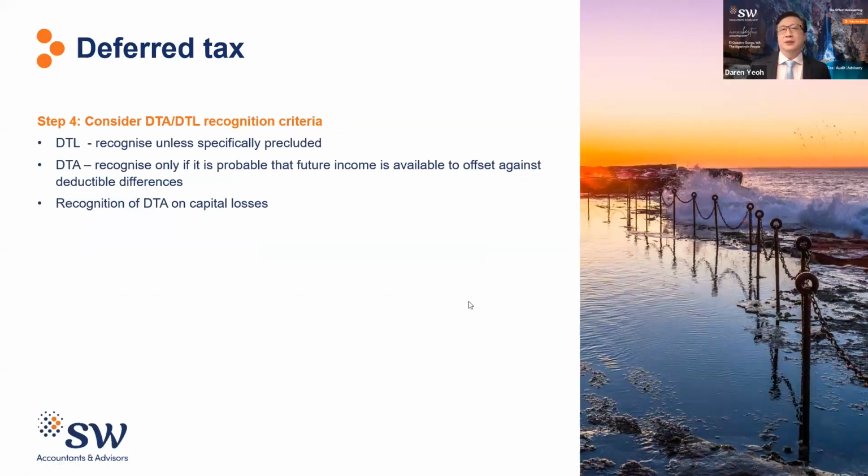So for a taxable temporary difference, you must recognize the DTL unless the initial recognition exception applies. For a deferred tax asset, though, apart from the initial recognition exception, you need to ask, is it probable that I'm going to use that future deduction or a loss? So whether it's a temporary difference or a loss, you use the same recognition criteria. You need to ask, is it probable that I'm going to use them? And you note that for capital losses, it's a little bit harder to satisfy, and we'll discuss that.